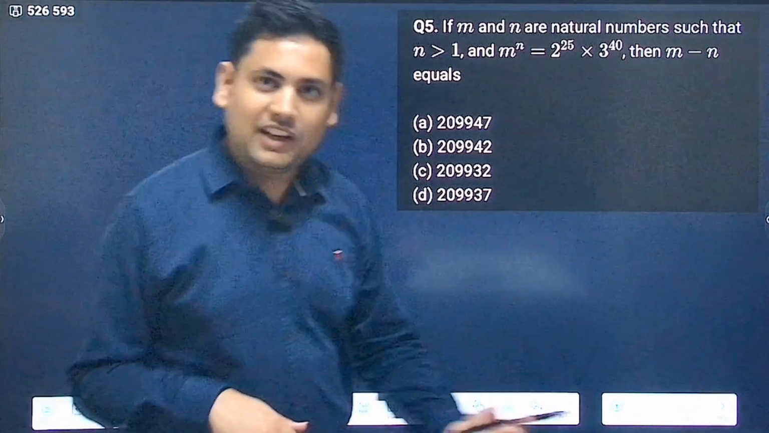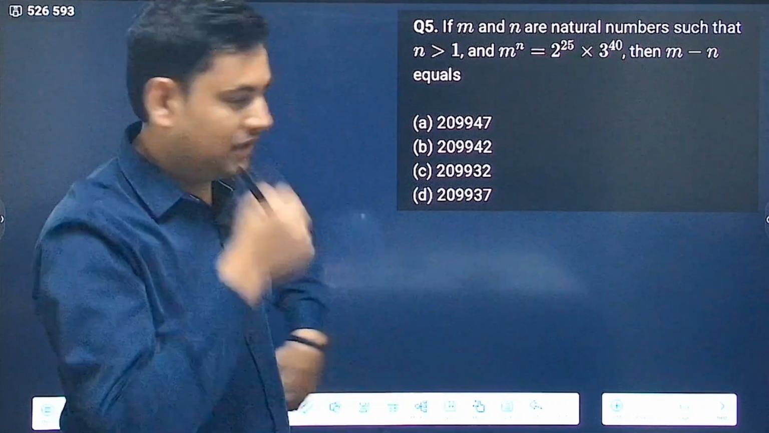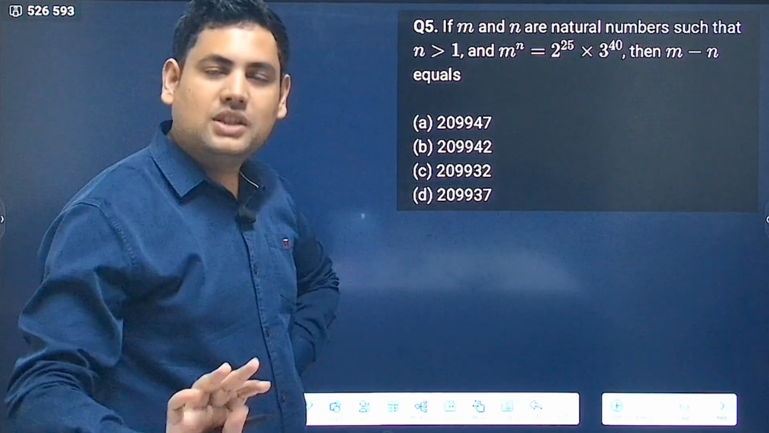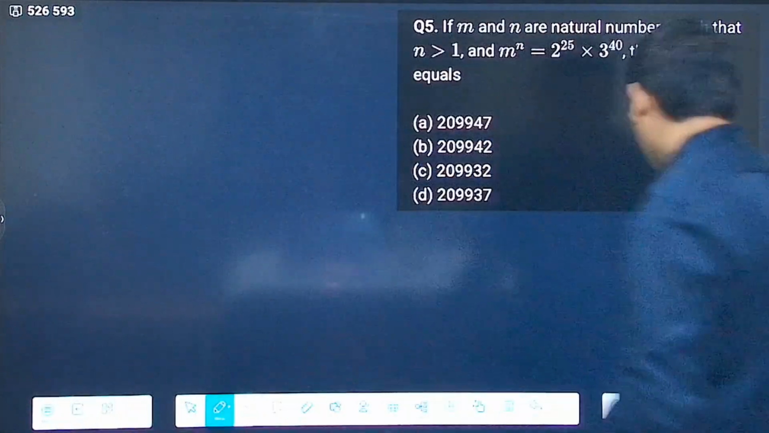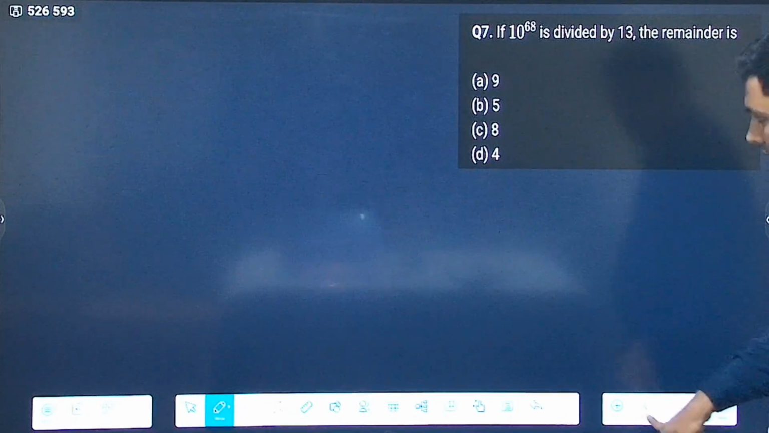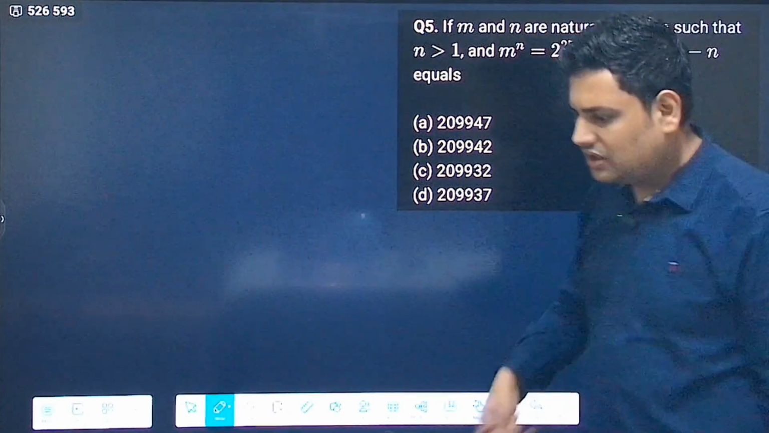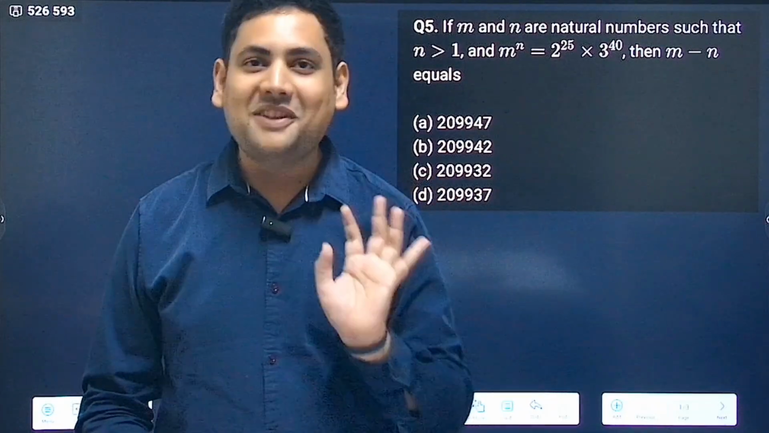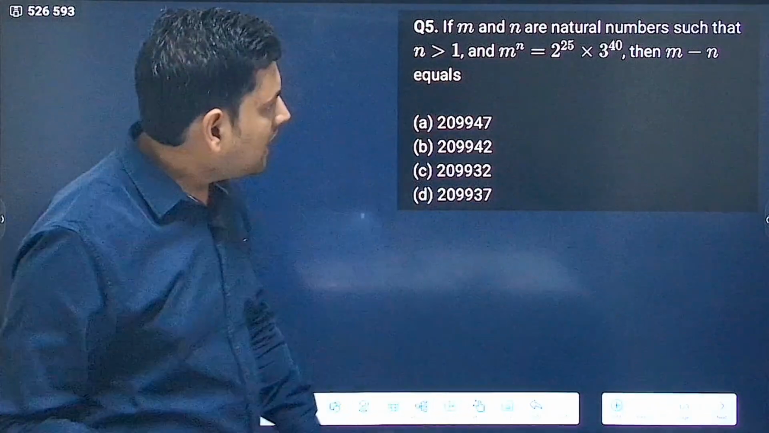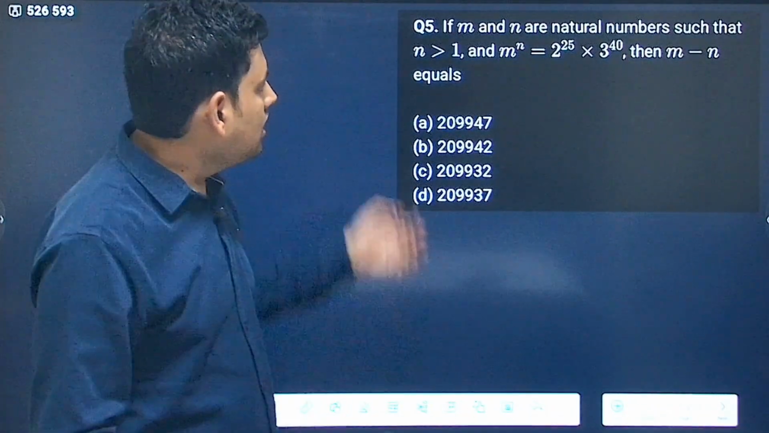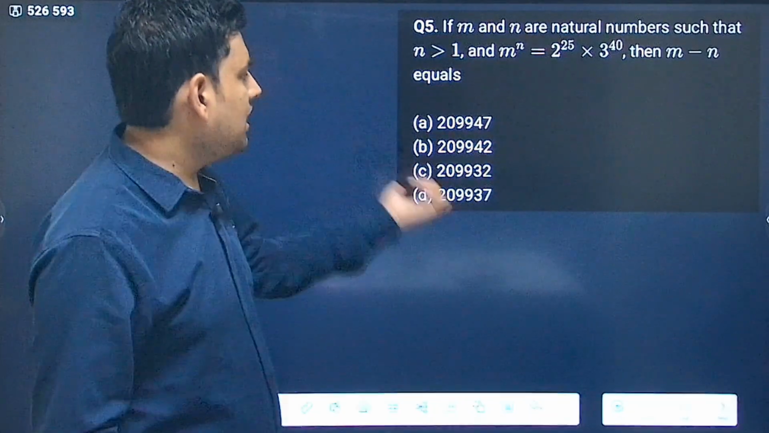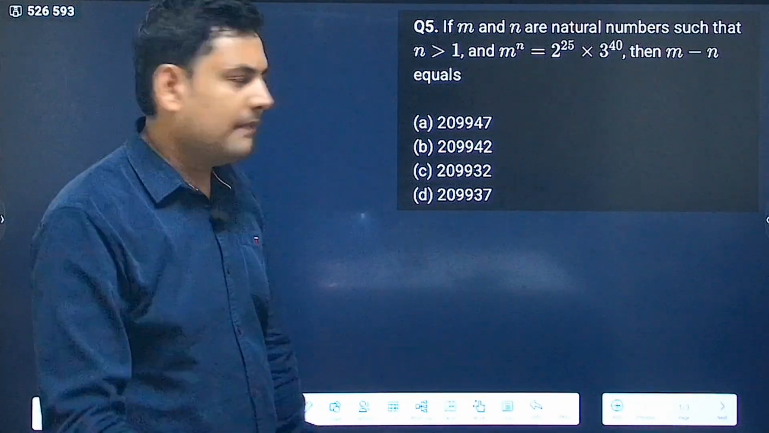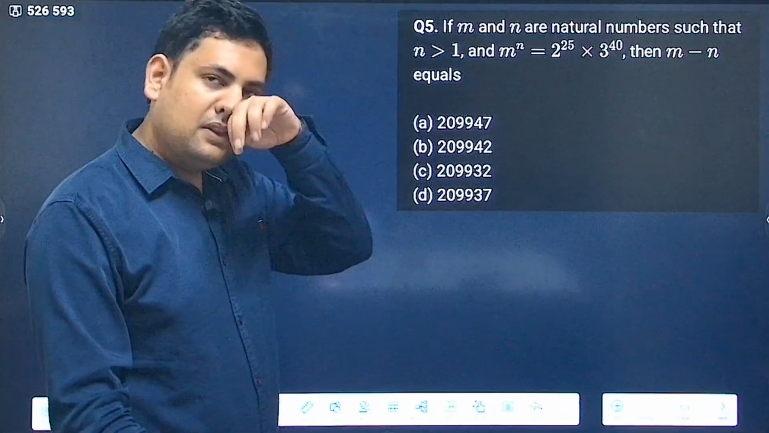Let's do the next questions, that is 5, 6, 7, all these. Again, same concepts that you have learned. This is mainly about remainders. Nothing much, you just have to think a little. Now let's get started. If m and n are natural numbers such that n is greater than 1 and m power n is this, then m minus n is equal to what? I think this came in CAPF, from there I have picked it.